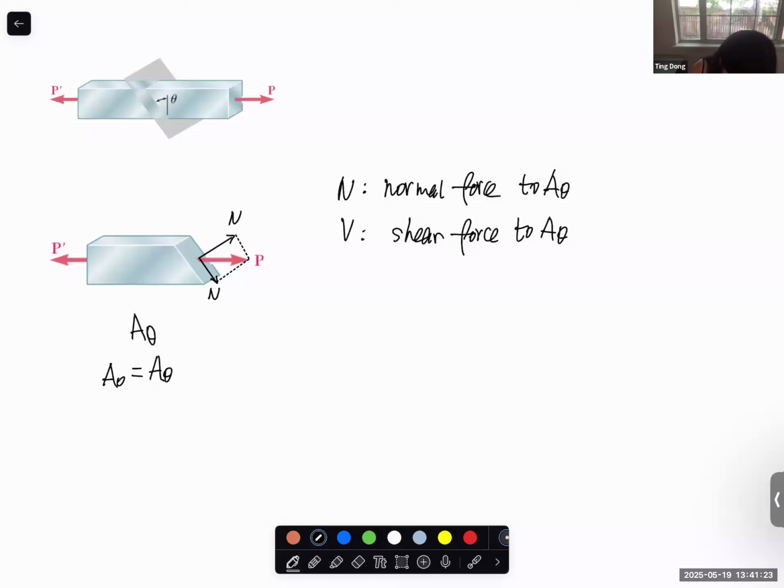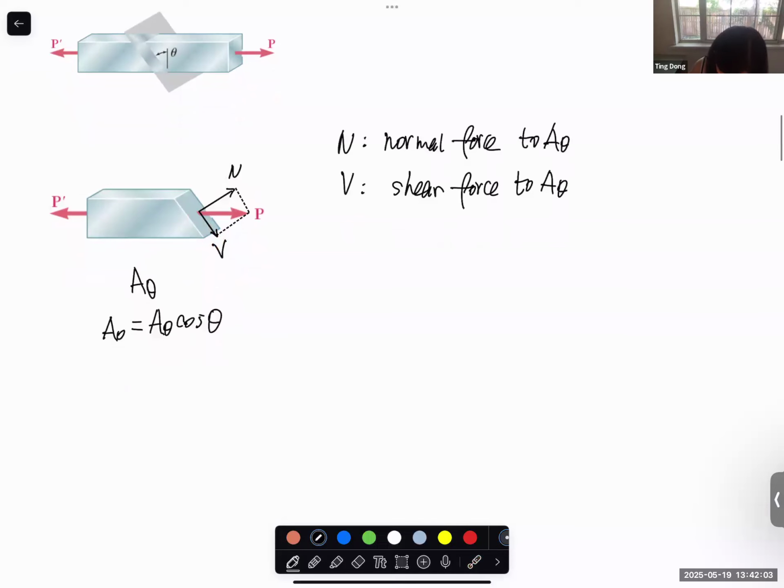Considering the cross-section area is A naught, this one is equal to A theta times cosine theta. Oh, yes, sorry, this is just V. Normal force, shear force. Normal force is perpendicular to the area, shear force is parallel to the area. Back to our first lecture again.